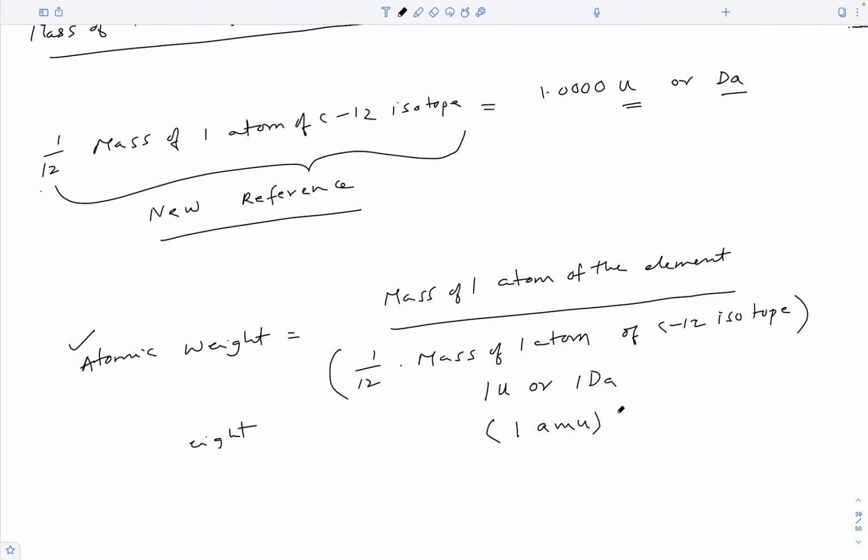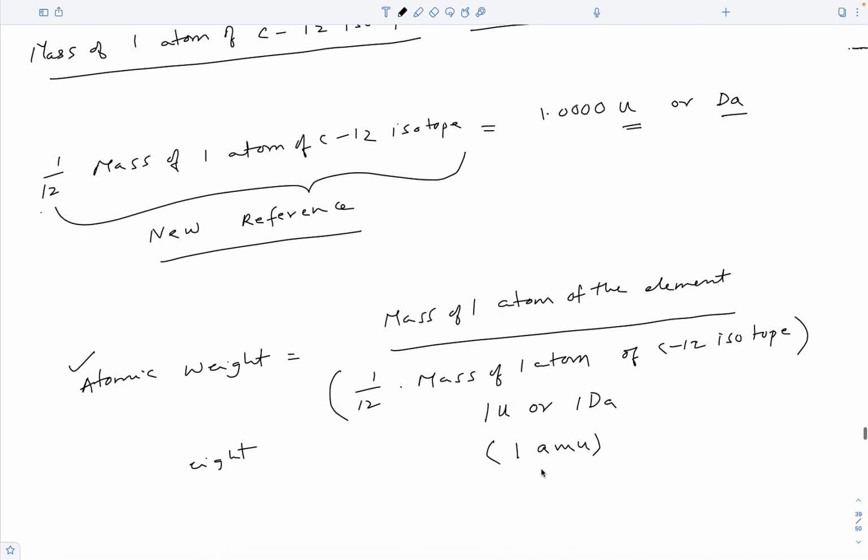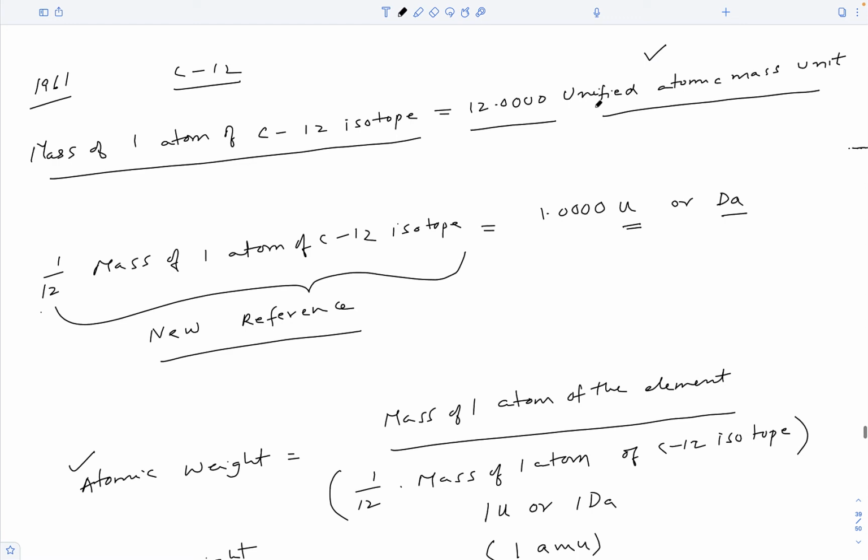Remember, many people incorrectly refer to this unified atomic mass unit as AMU, atomic mass unit. AMU was the unit on the previous oxygen scale. Actually, there were two different AMUs. On the new C12 scale, the name of the unit is Unified Atomic Mass Unit, and its symbol is u or Da, not AMU. But in many books, u and AMU are used synonymously. So keep that in mind.